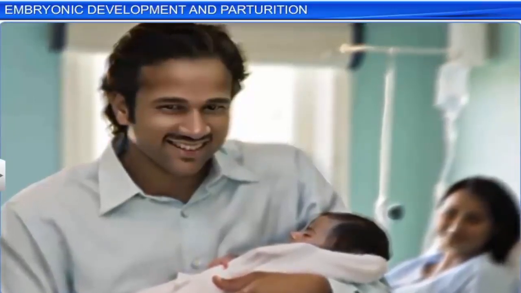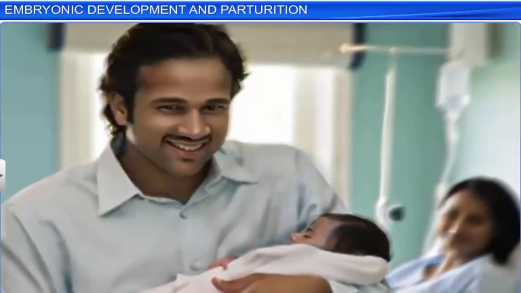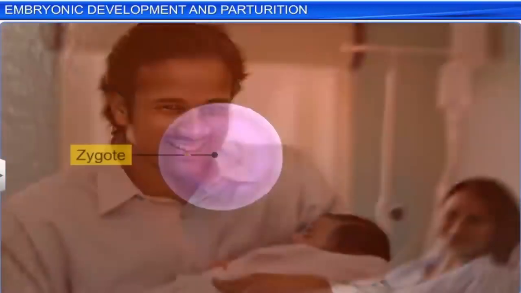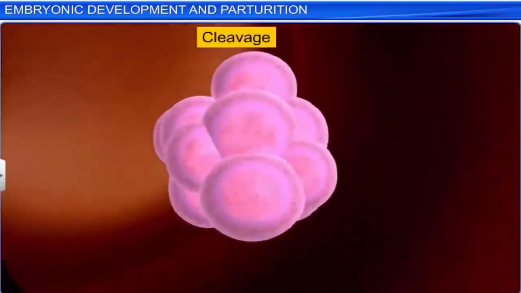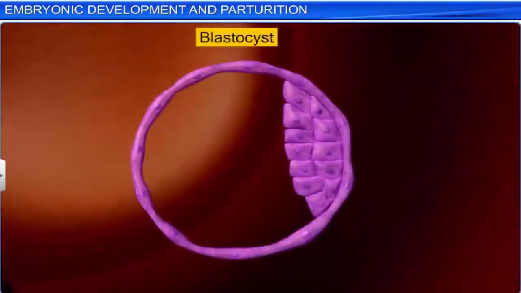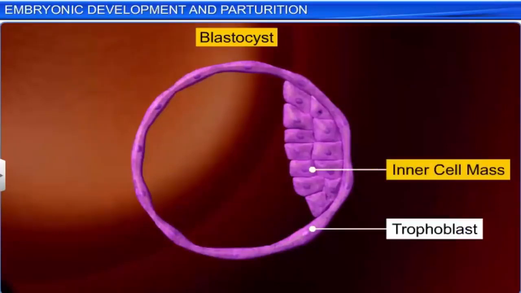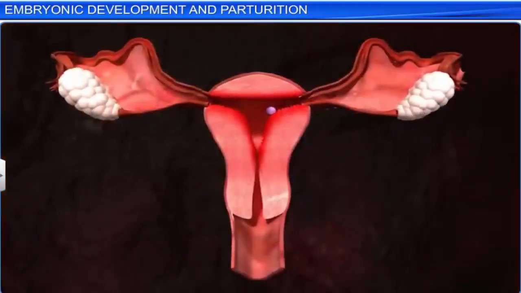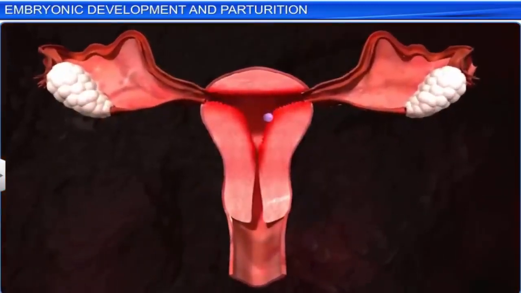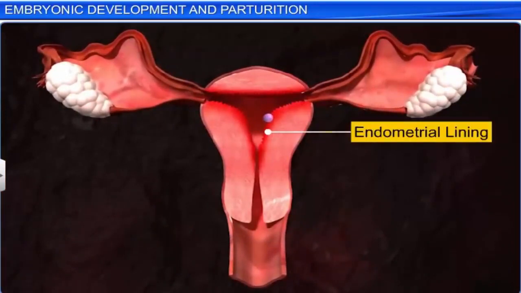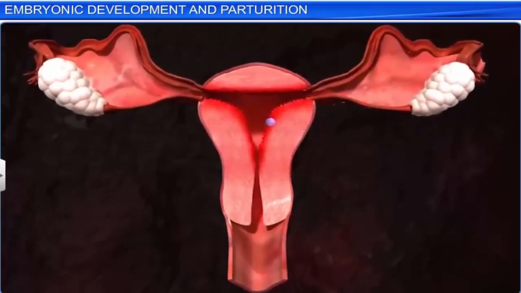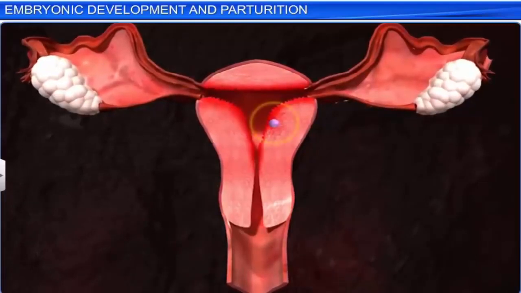The birth of a baby is an intricate and complex process that begins when the zygote undergoes cleavage and develops into a blastocyst, a hollow ball consisting of a trophoblast, an inner cell mass, and a cavity called blastocele. As the trophoblast grows outwards and penetrates the endometrial lining of the uterus, the blastocyst, with a developing embryo, gets implanted in the uterus and pregnancy is initiated.